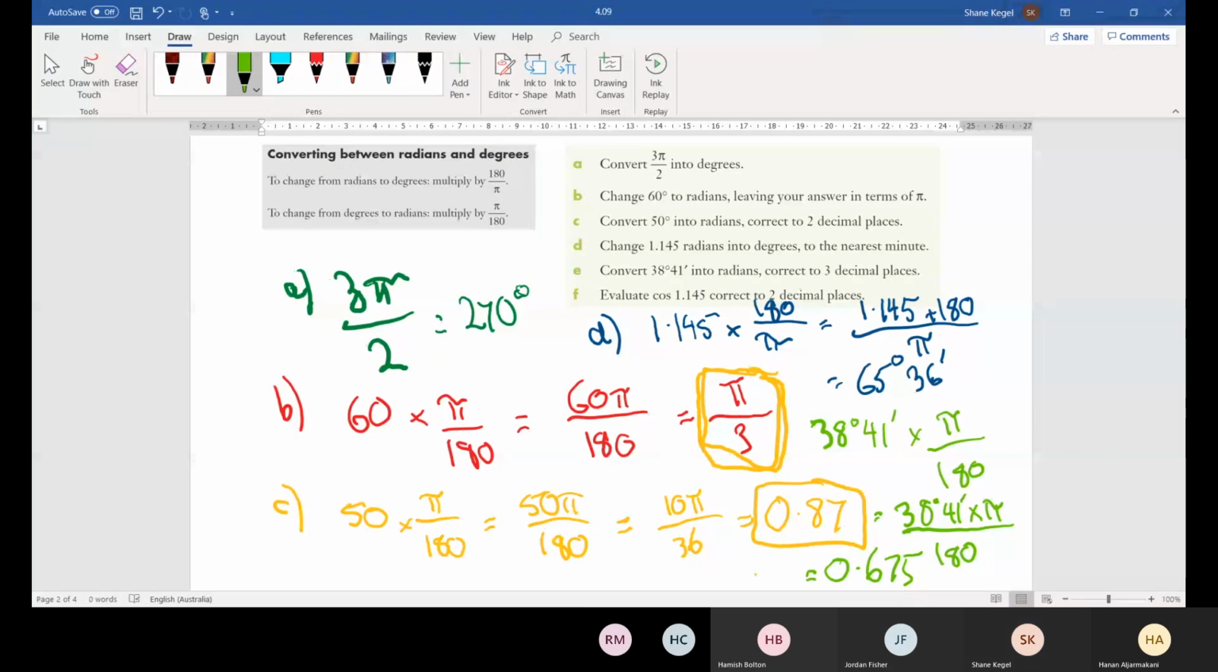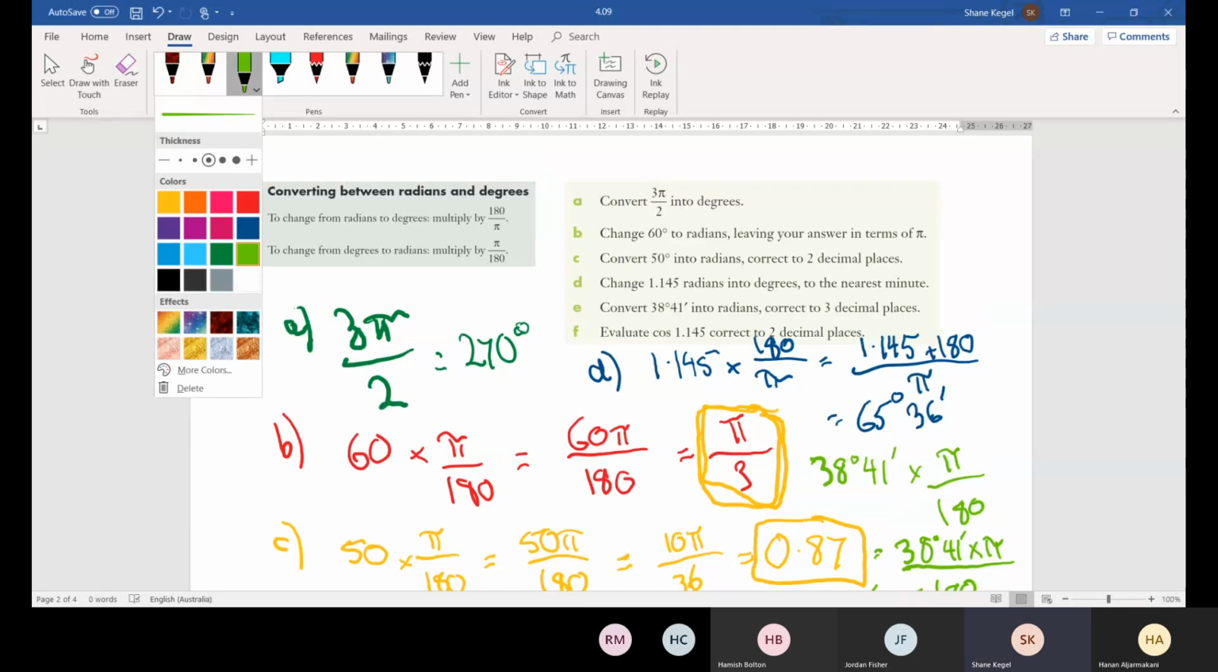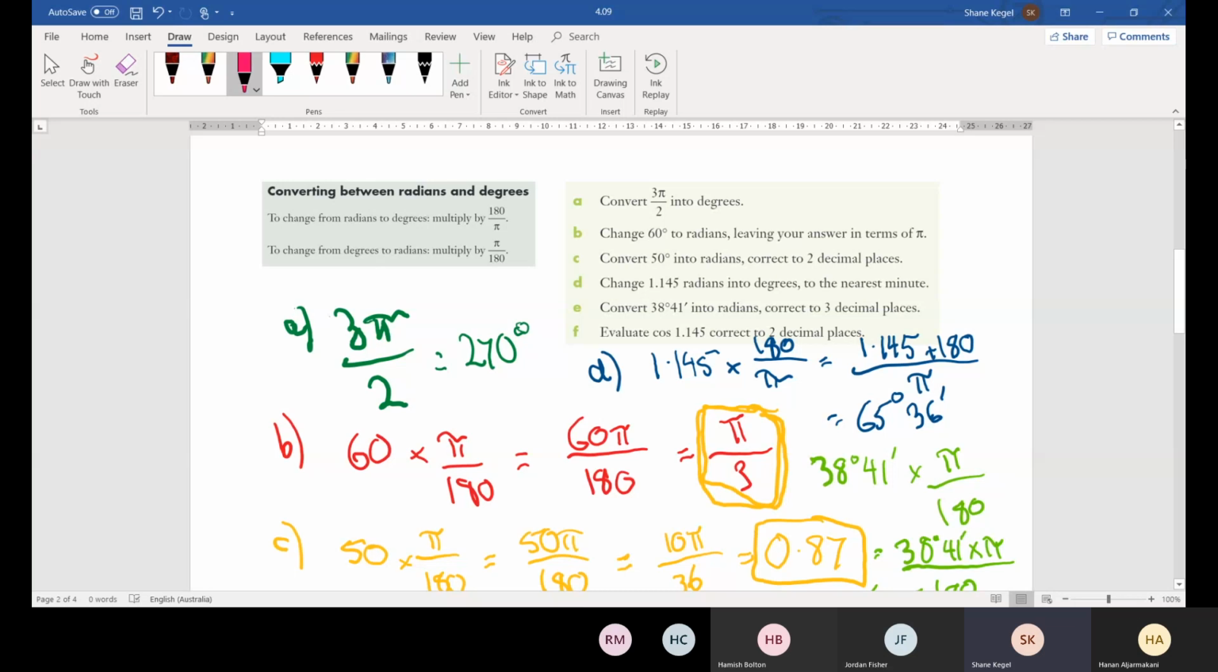Cool. Question F. Kind of run out of room here. I'll do F up the top. Okay, evaluate cos of 1.145 correct to 2 decimal places. Okay, now you're going to see radians pop up. This value here, 1.145, we're used to seeing cos of an angle. So let's say cos of 60 degrees, etc. And when we begin working with radians, it's basically the same as working with degrees, just in a different format.